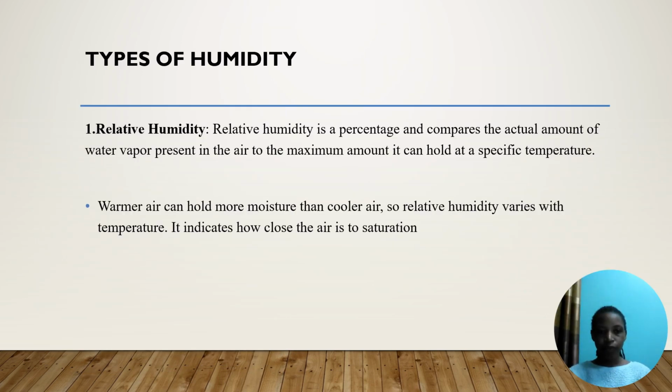Here, relative humidity is a percentage and compares the actual amount of water vapor present in the air to the maximum amount it can hold at a specific temperature. Warmer air can hold more moisture than cooler air, so relative humidity varies with temperature. It indicates how close the air is to saturation.